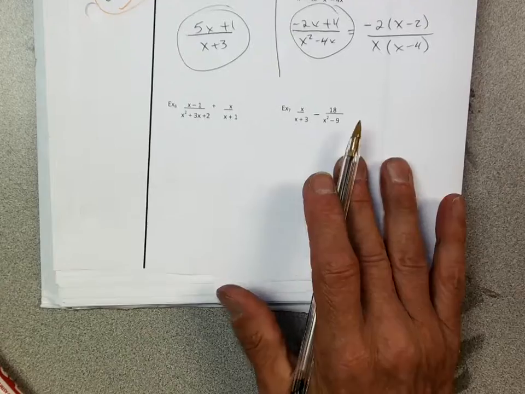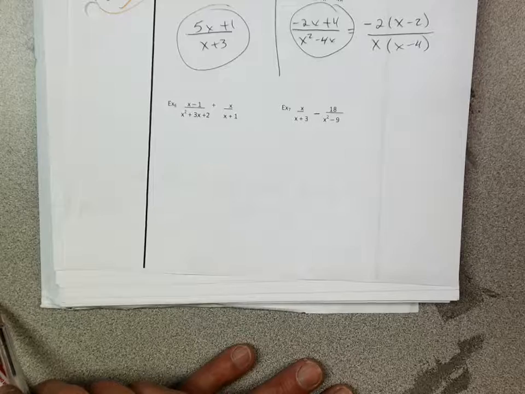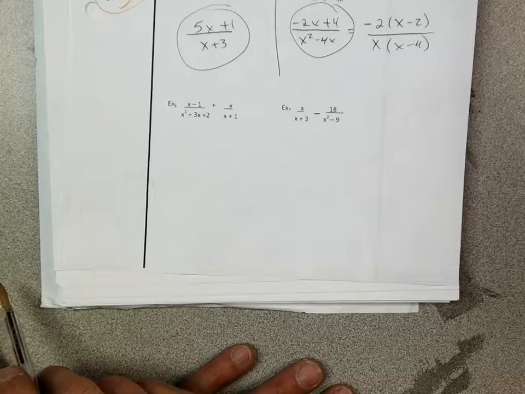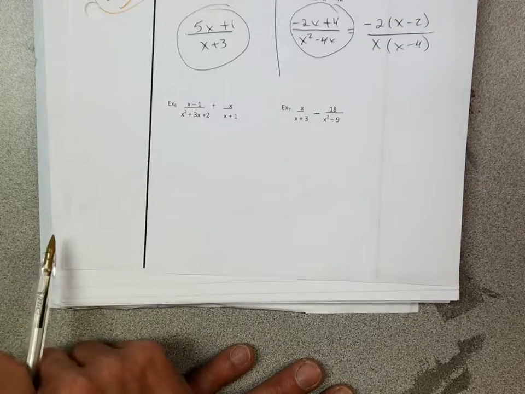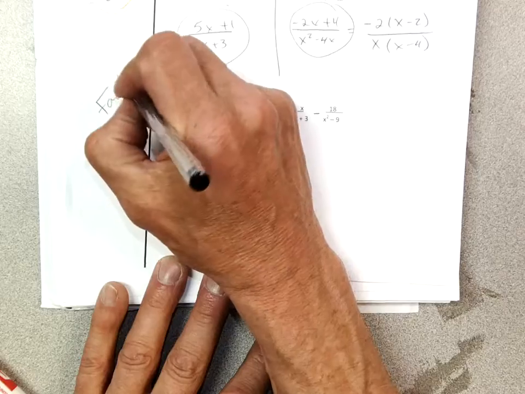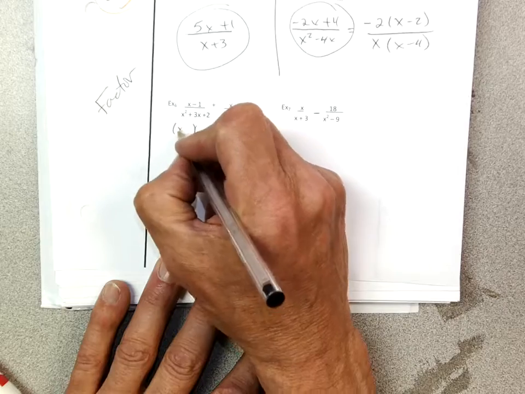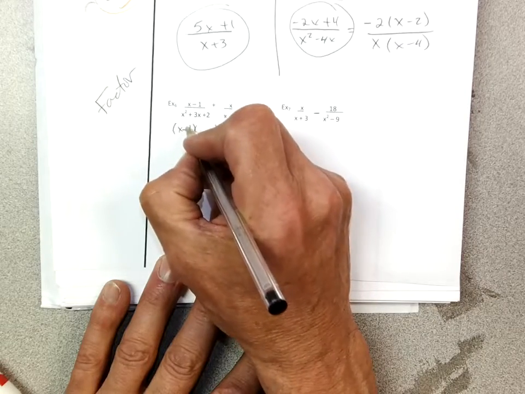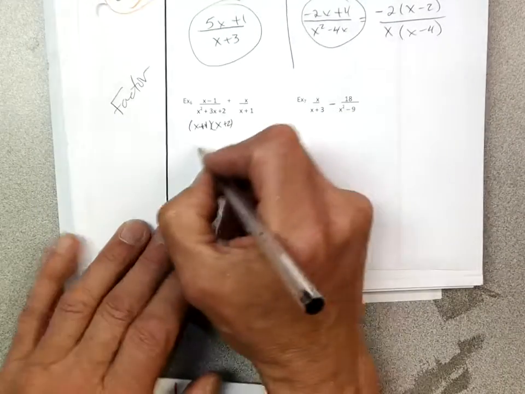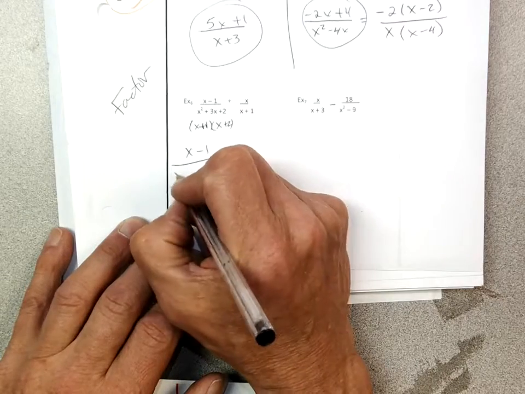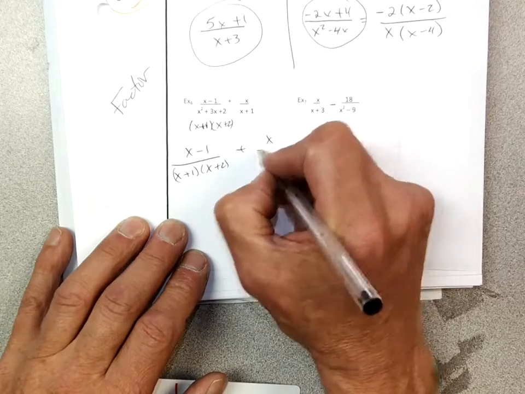Next example. So what am I going to do? Common denominator. Anybody see anything? What would help me right now? Yes. If I could factor, it's going to help me with the common denominator. So that'll factor into an x plus 1 and an x plus 2, okay? So let me rewrite this. So I've got an x minus 1 over an x plus 1 times an x plus 2, plus an x over an x plus 1.